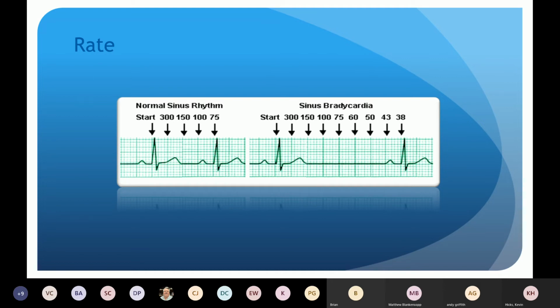So a good way to get the pulse rate is put your hand on the patient's pulse: radial, femoral, carotid. But on the monitor, you got to have a way to kind of look at the paperwork and figure out the rate. And I use the 300, 150, 100 method to kind of do that.